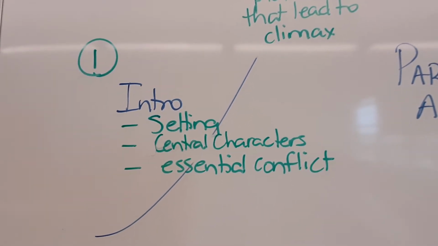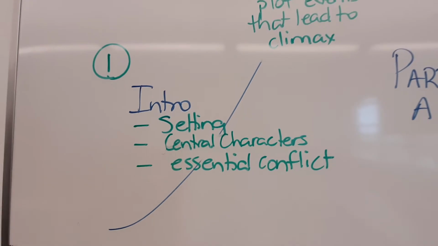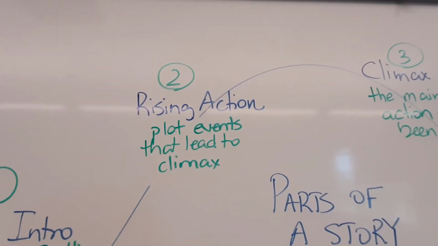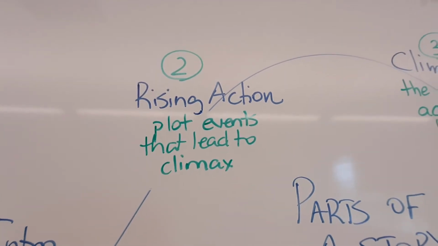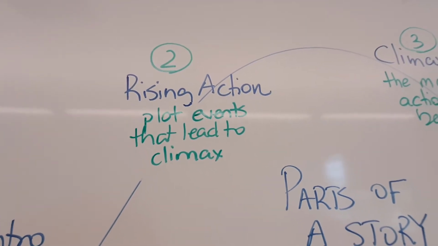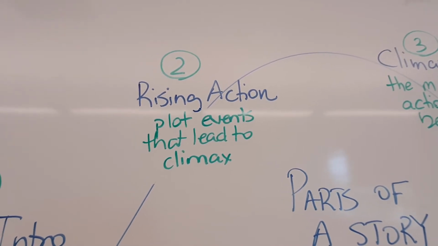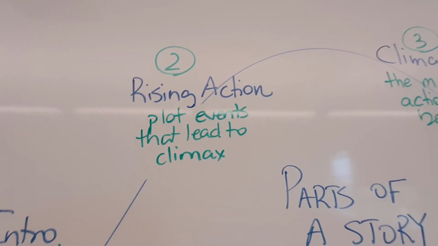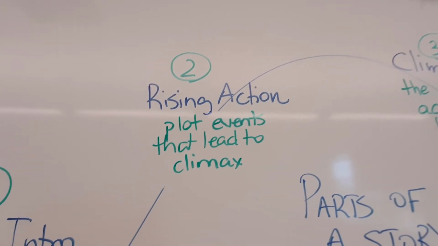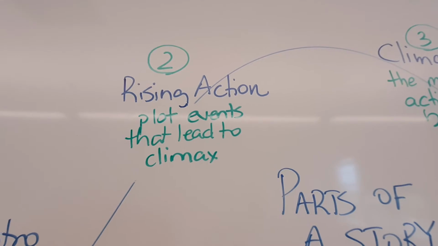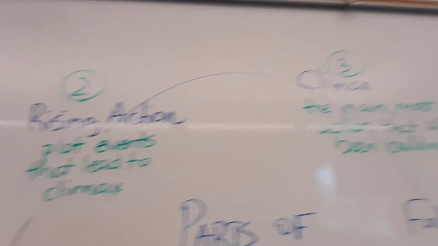After the introduction, which in a novel can be 10, 15 pages, we move to the rising action, which are the plot events that lead to the climax. Everything is building to a, it doesn't have to be a big splashy event like Thanos wiping out 6 million people. But whatever all the rising action is building to, a certain point in the story, that is the climax.